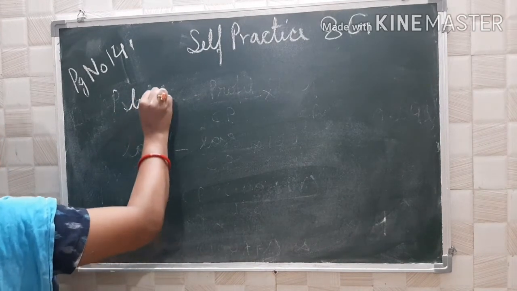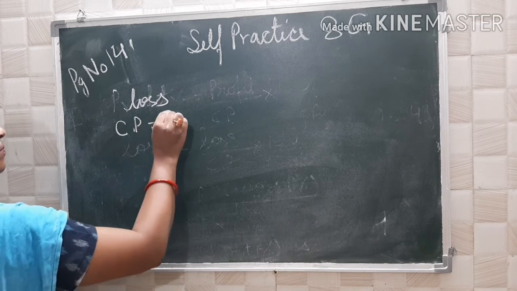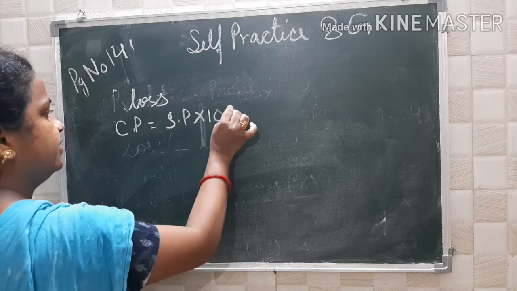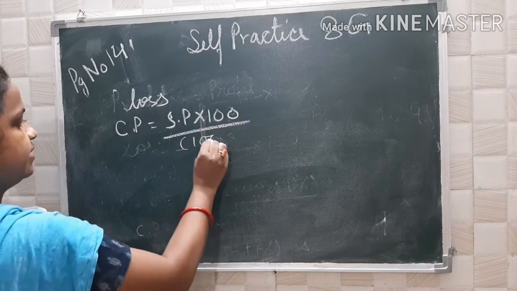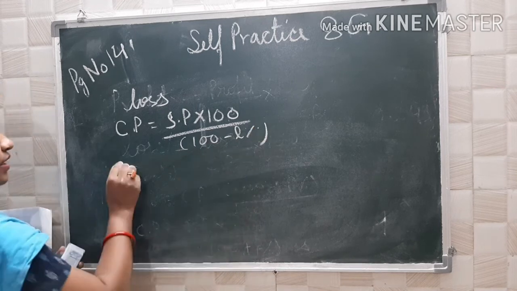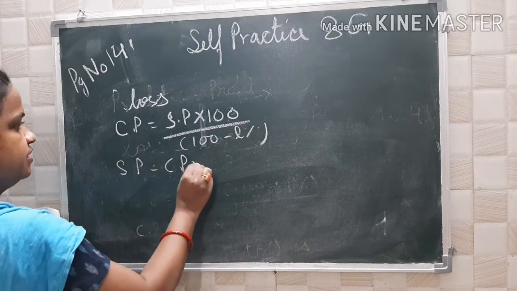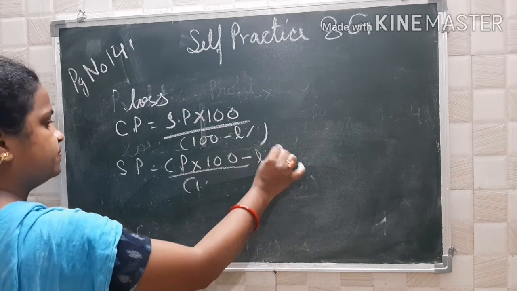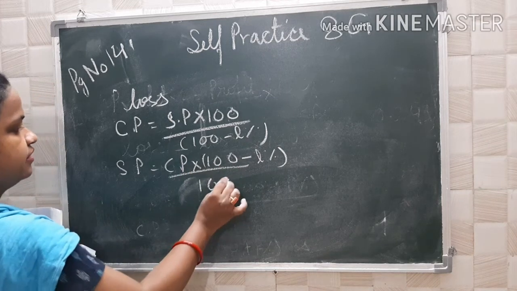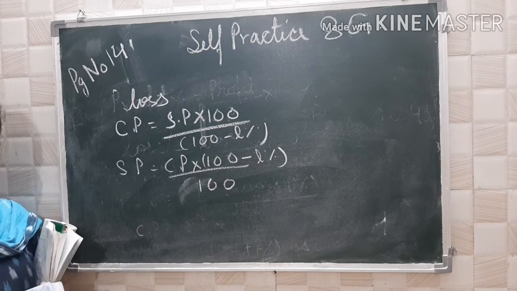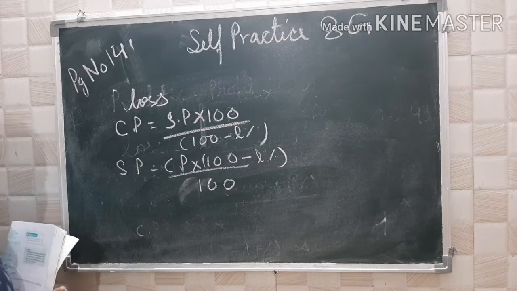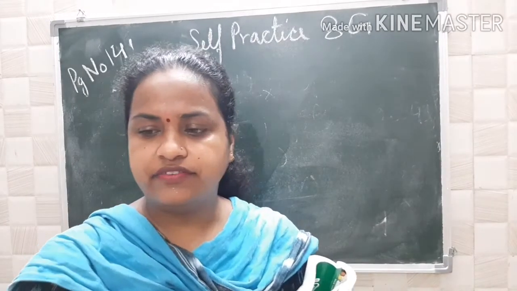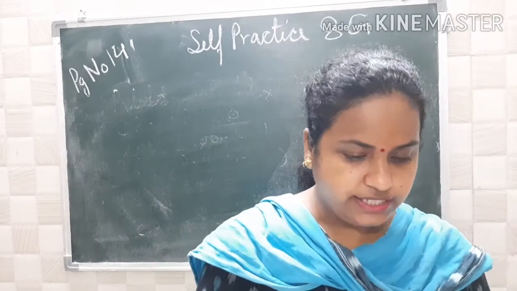Loss, so CP is equal to SP into 100 upon (100 minus loss percent), and SP is equal to CP into (100 minus loss percent) upon 100. These are the formulas which you have to learn to solve this exercise. Clear? Now let's start the exercise. Okay, till here I gave a small summary of how you have to solve. Now we are going to solve it.